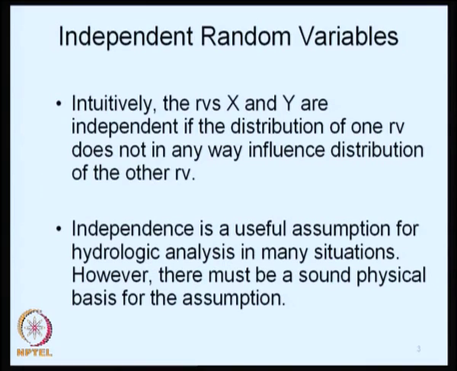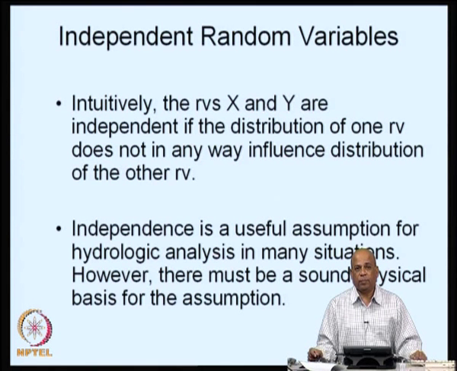So, independent random variables. Intuitively, x and y are independent when the outcome of one of the random variables does not at all influence the outcome of the other random variable. So, we say the two random variables are independent if the distribution of one random variable does not in any way influence the distribution of the other random variable.